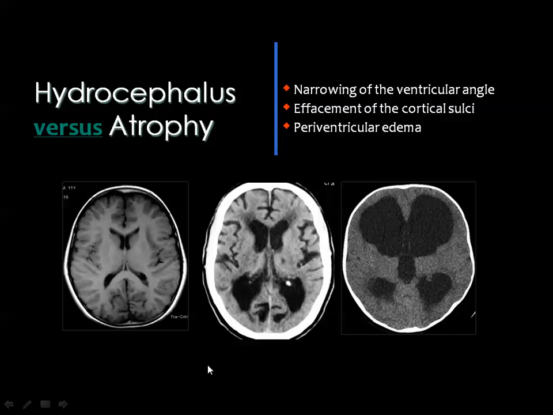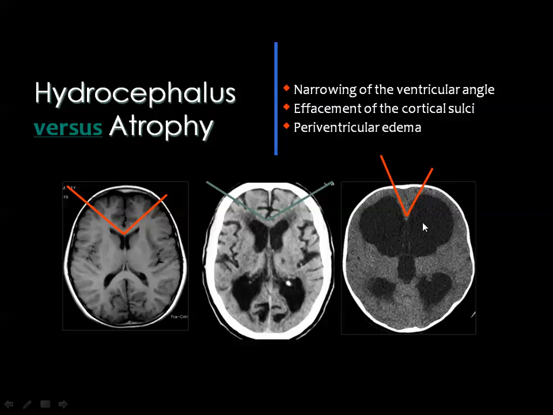Whenever you draw two lines parallel to the frontal horns of the lateral ventricles, you get an angle between the frontal horns, and this angle is usually obtuse. But in cases of atrophy, where you get dilatation of the ventricles, the angle is usually not changed. But in cases of hydrocephalus, the angle is very narrow. Then dilatation of the ventricles and dilatation of the cortical sulci and the fissures means that you are most likely dealing with a case of atrophy.